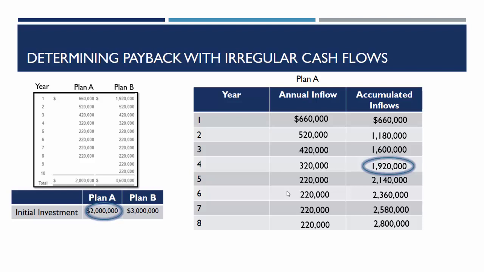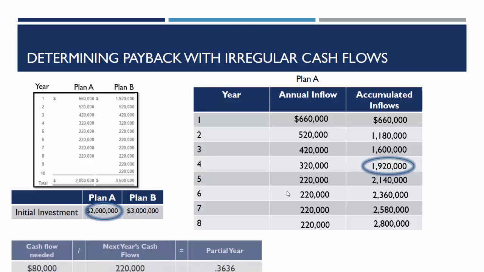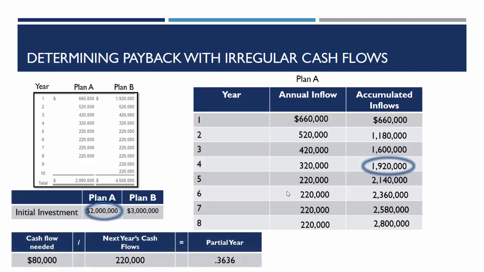So it's going to take us 4 years and a little bit more to get paid back on our initial investment. Well, how much more? We can find that by taking the additional cash flows that we need and dividing it by the cash flows of the year in which we're going to recover. We know at the end of year 4 we're going to be close, but we're not going to be all the way there. So we're going to need some of that cash inflow from year 5.